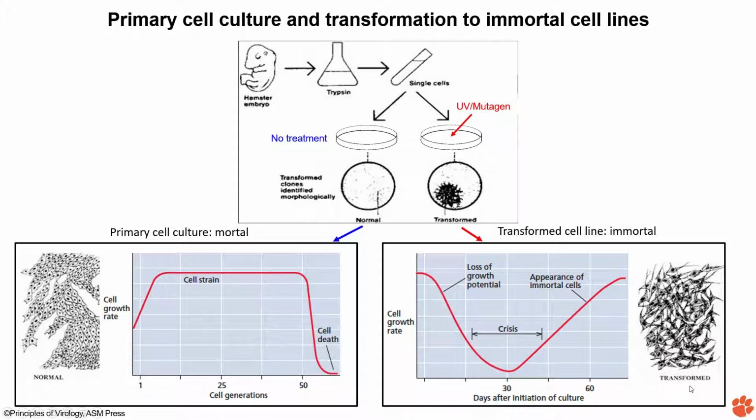And this is what we call a transformed cell line. And these are your immortal cell lines. Most of the cell lines that we use in the laboratory are immortal cell lines, and they are usually derived from a cancer tissue. But oncogenesis, cancer, and transformation are two distinct events in a human being, and we are going to talk about that.